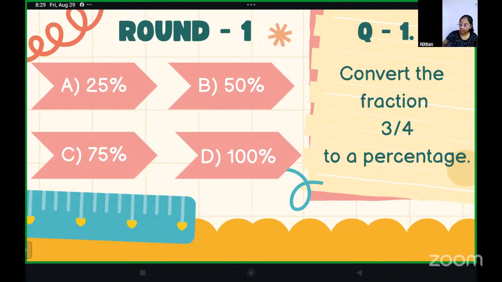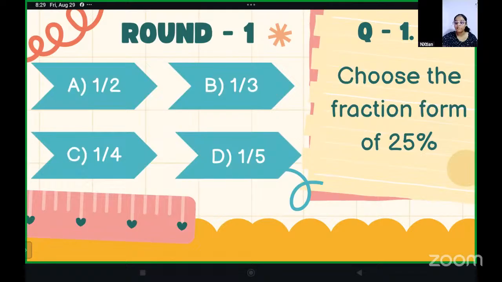Next question is for Abraham. Choose the fraction form of 25%. 1/4. Okay.